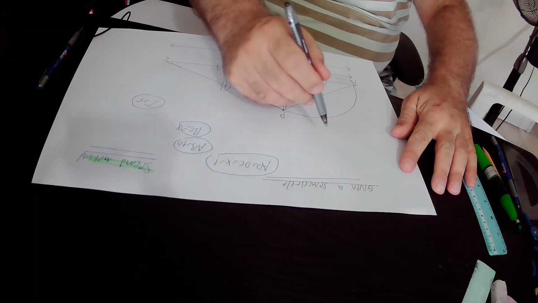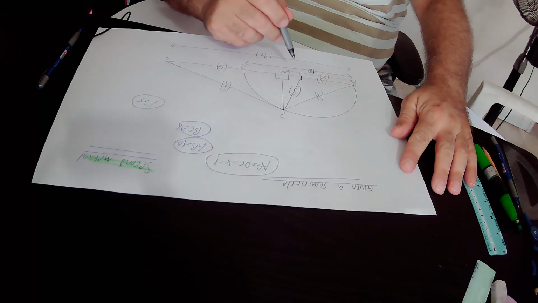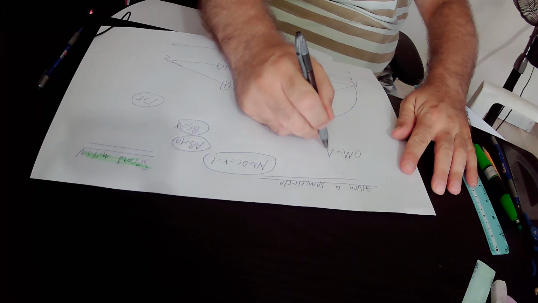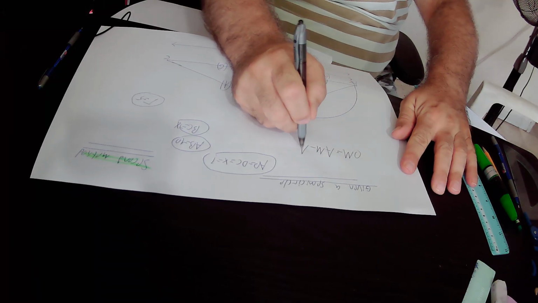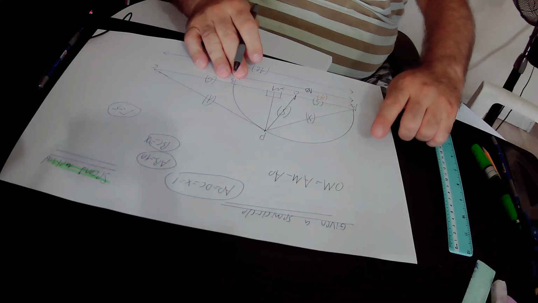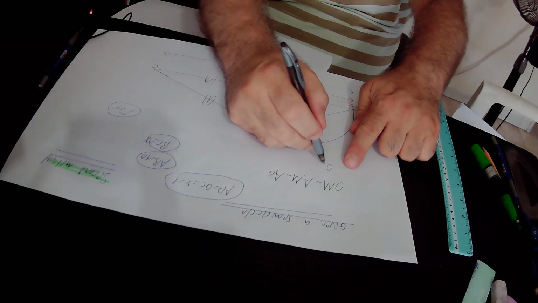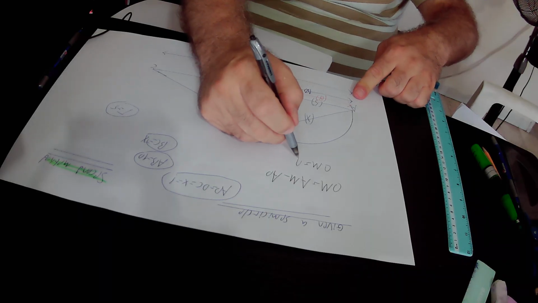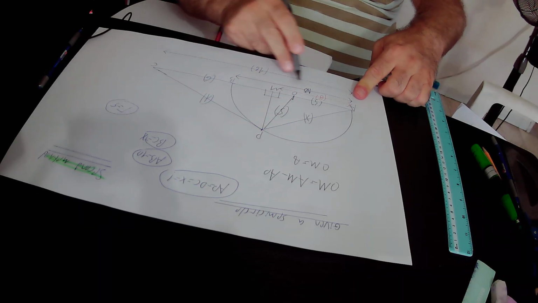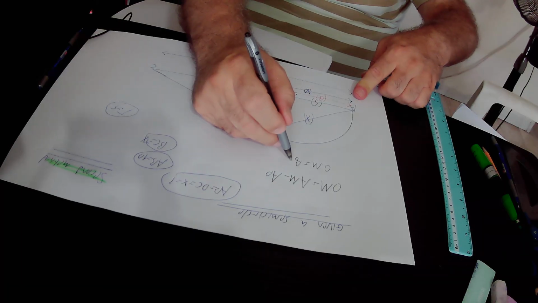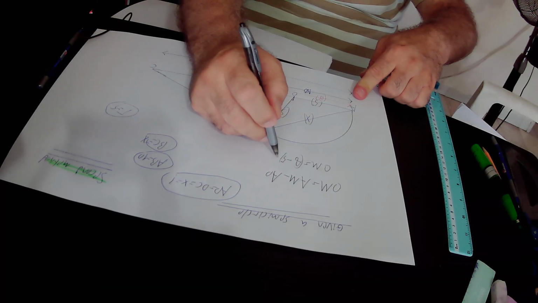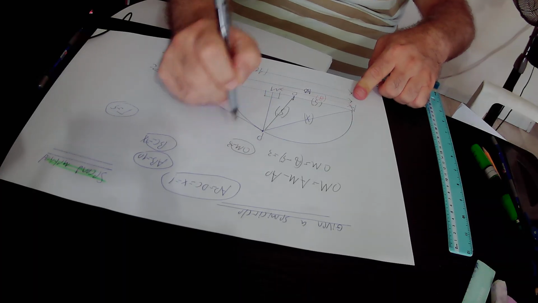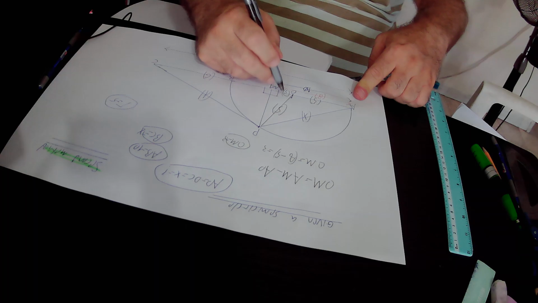Again, OM is equal to AM minus AO. So OM equals AM, AM is 8, minus AO, AO is the radius, that is 5. So in total, OM equals 8 minus 5, that is 3. OM equals 3 units in length.